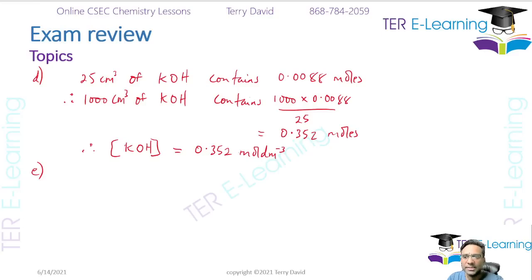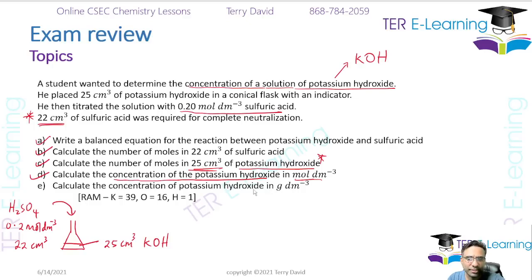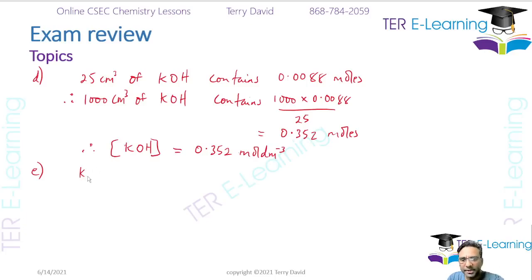And then the last part of the question, we want to convert that concentration into gram per dm cube. That's what we want. And I've given you the relative atomic mass of potassium, oxygen, and hydrogen. So for potassium hydroxide, we need to work out the molar mass. That is going to be equal to mass of potassium is 39 plus oxygen is 16 plus 1, and that's going to give me 56. So this is going to be 56 grams, so that's gram per mole.